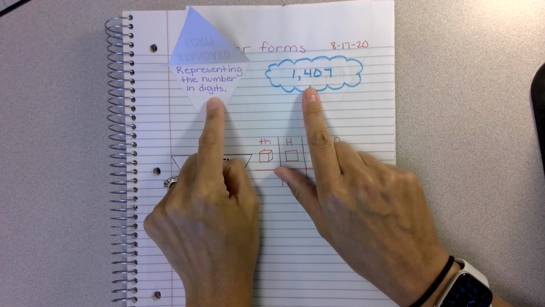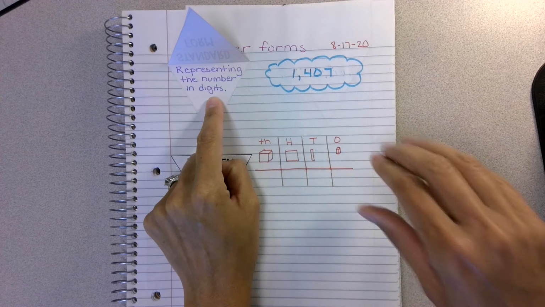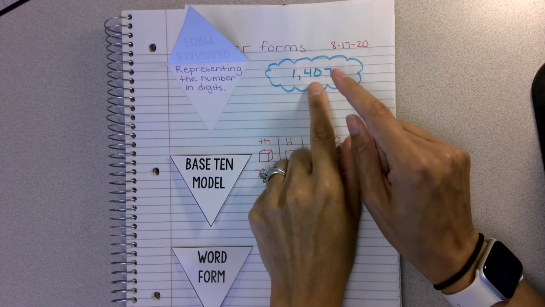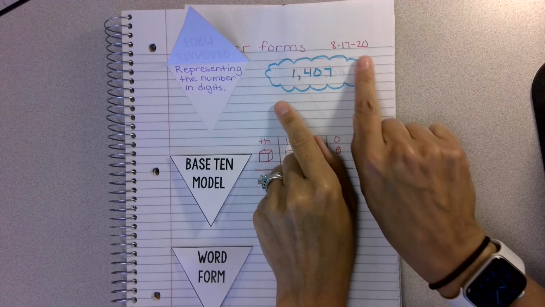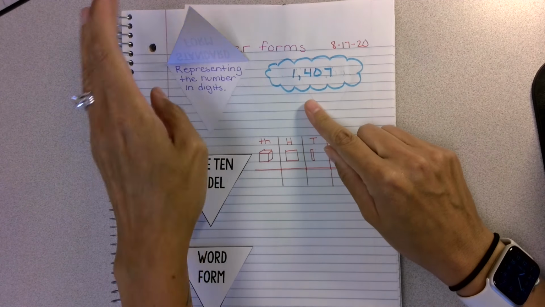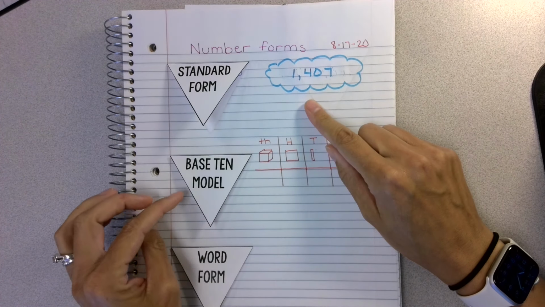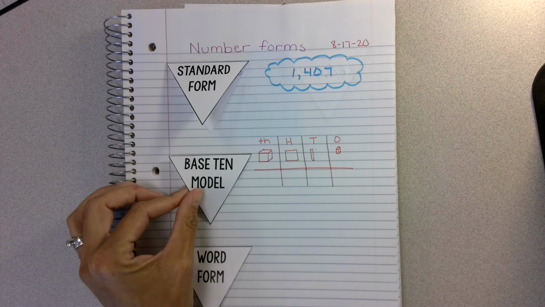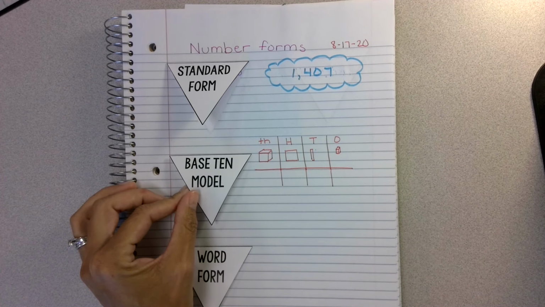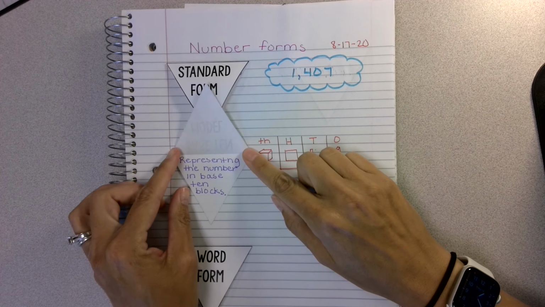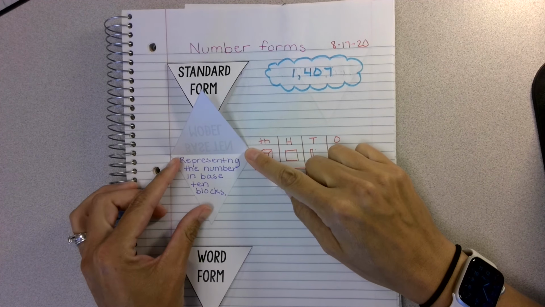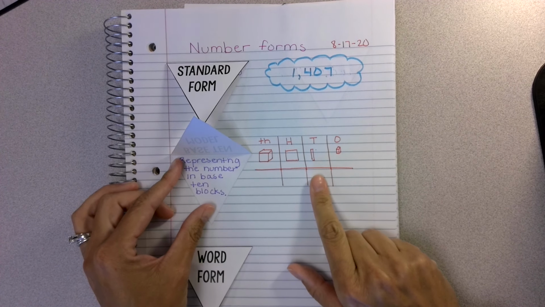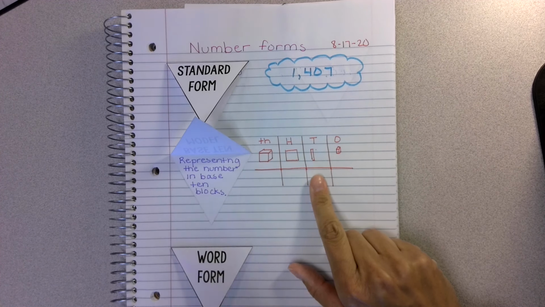And here's an example. The number we're going to focus on today is 1,407. So you can go ahead and write this down just like how I have it. Okay. Then the next one is base 10 model. You might not remember it being called a base 10 model, but it's representing the number in base 10 blocks. You have probably seen these, and I just drew a picture of them because I don't have any in the room I'm in right now.